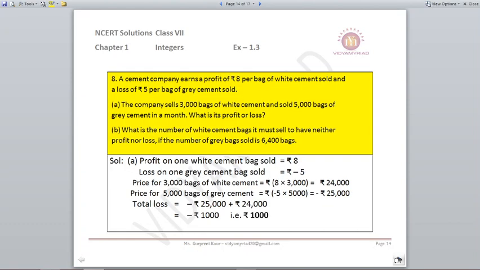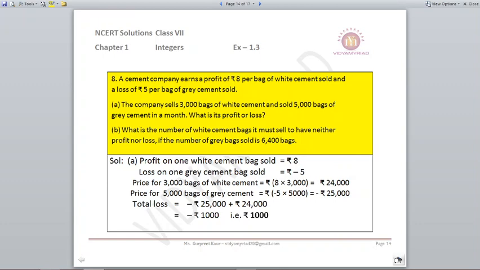Question number 8. A cement company earns a profit of rupees 8 per bag of white cement sold and a loss of rupees 5 per bag of grey cement sold. So we should know what is the price. First we will mention the price. White cement bag sold is at a profit, so we will mention it plus 8 or only 8, and grey cement bags are sold at a loss, so it will be mentioned with minus 5.